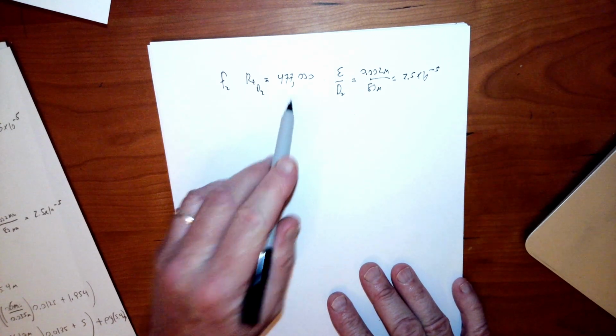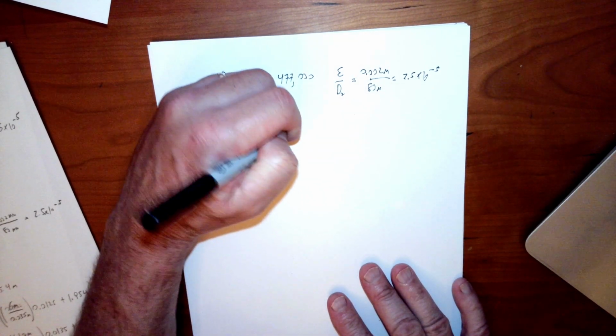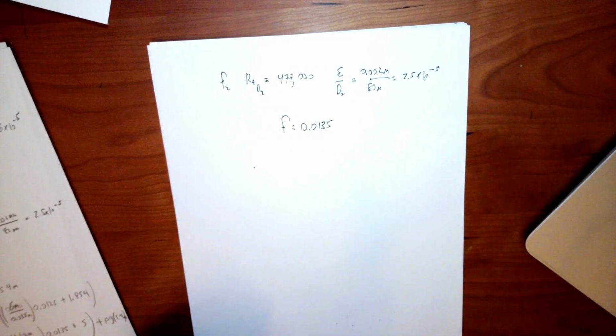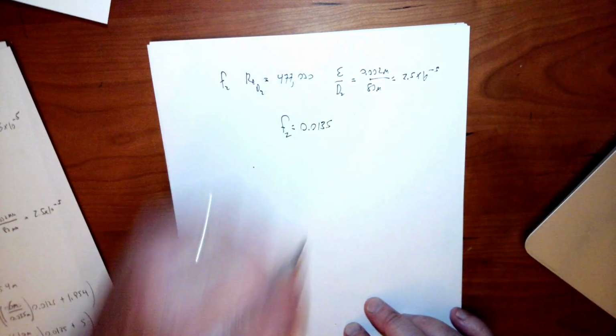I have my Reynolds number. Again, I go to Moody. I follow that line, and I found that f was about 0.0135. So slightly different f's for that section 1 and section 2. So that's my section 2.